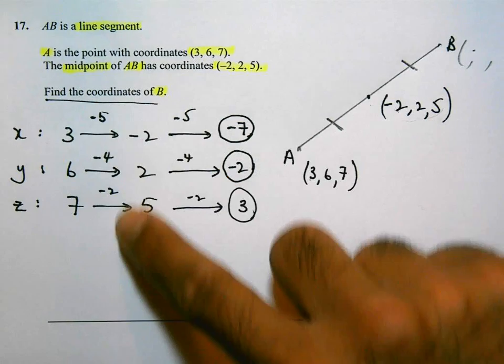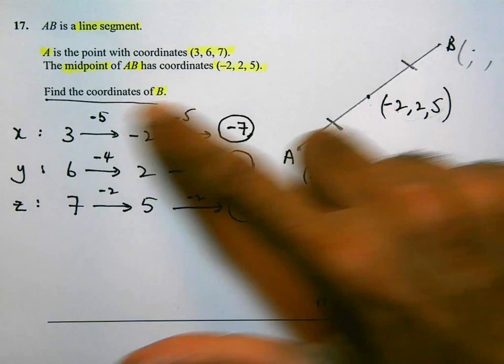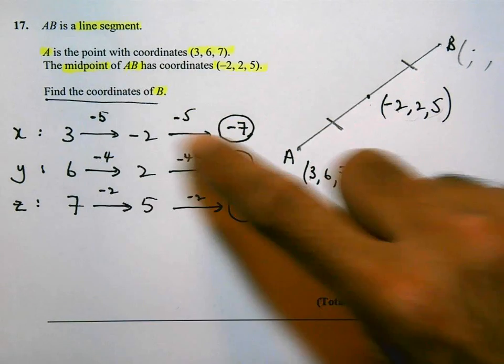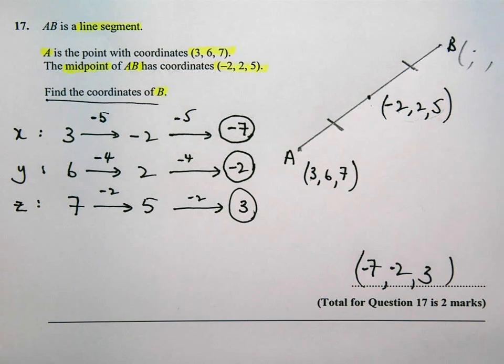So it was take away 5, take away 5, take away 4, take away 4, take away 2, and take away 2. So think about it, break it down, look at this question for a bit, and make sure you understand it completely.